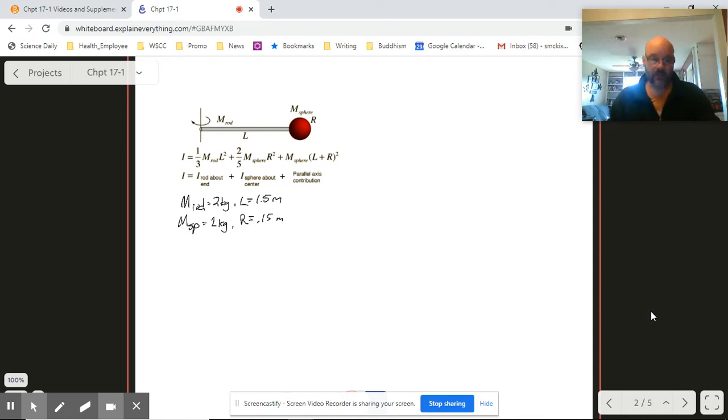All right. So to get the total moment of inertia, what we have to do is take this one piece at a time. So we'll do the rod first. So all we have to do is just plug it in. So it's 1/3 m for the rod, the length of the rod squared. And when we put our numbers in there, we got 1/3 times 2 times 1.5 squared. Now I did this on my calculator earlier, and I got 0.375.